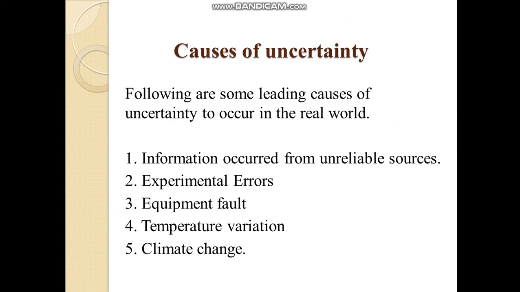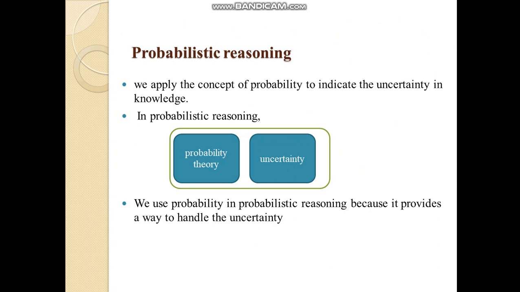Causes of uncertainty. The following are some of the leading causes of uncertainty in the real world: information acquired from unreliable sources, experimental errors, equipment faults, temperature variations, climate change. Probabilistic reasoning: we apply the concept of probability to indicate the uncertainty in knowledge. Probabilistic reasoning is a combination of probability theory to handle uncertainty. We use probability in probabilistic reasoning because it provides a way to handle uncertainty.